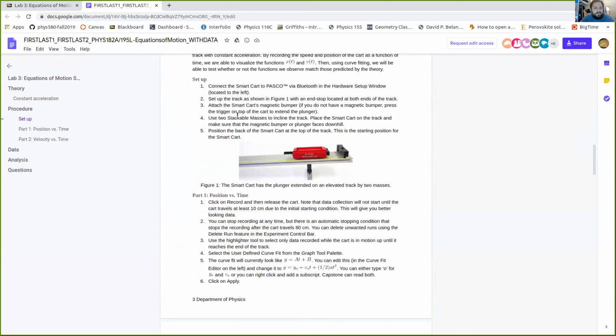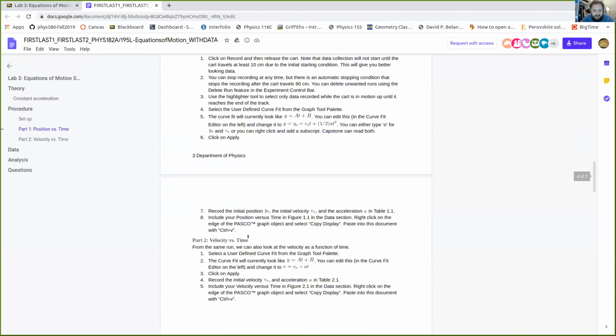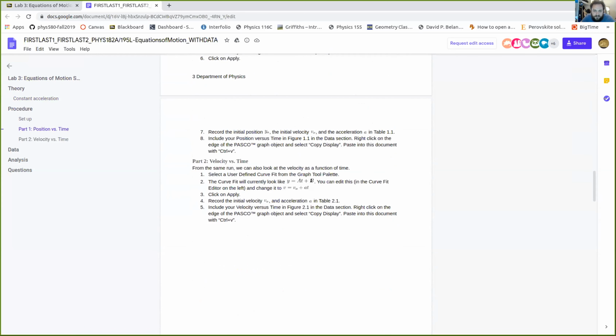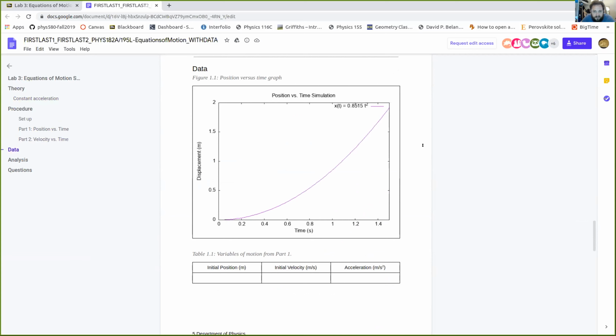The procedure, basically, don't worry about this. It's just telling you how to use the machine and plot the data and then try to fit a curve to it, which is something you don't get to do anyway, unfortunately, and which is probably the biggest skill here. Oh, looks like somebody fixed the typo. That's good. Okay, so here's your first graph.